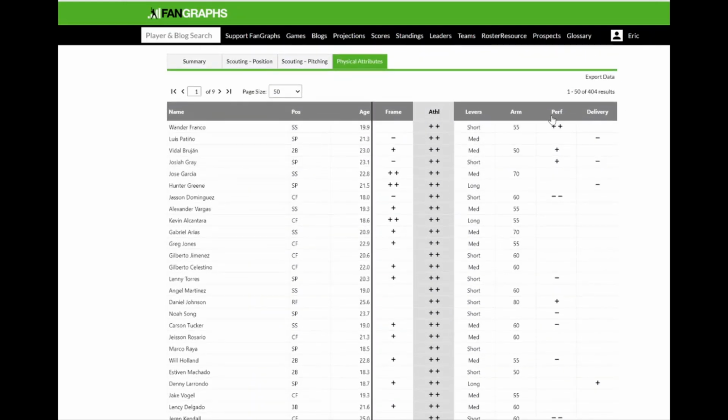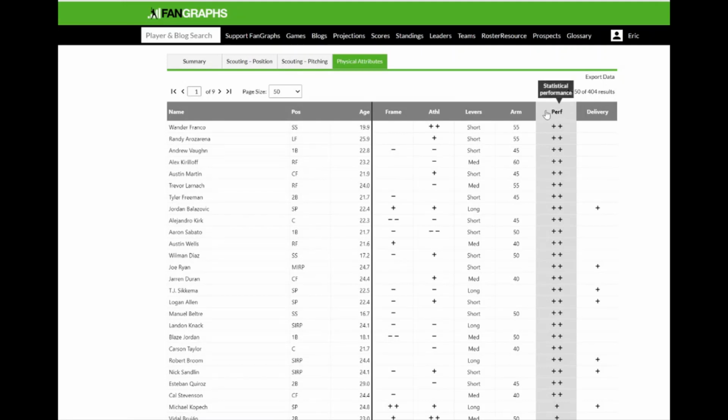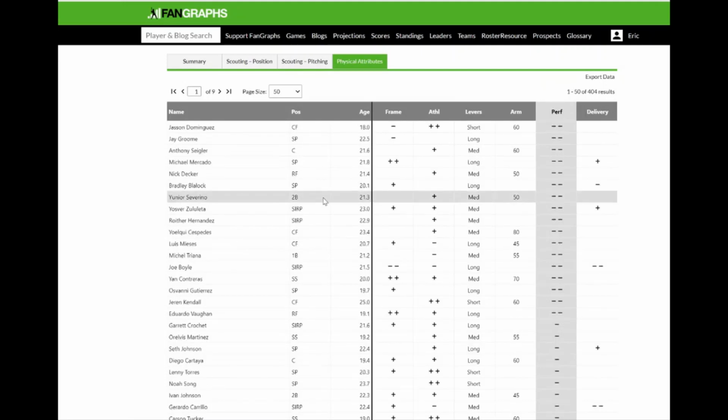And then performance is self-explanatory. I'm still adjusting how I minus players in terms of performance. Certainly there are some obvious examples like Joe Boyle, who walks everybody. He's got a minus performance. And then there are some other more difficult ones to peg, like Jason Dominguez is minus in performance because nobody's seen him play.